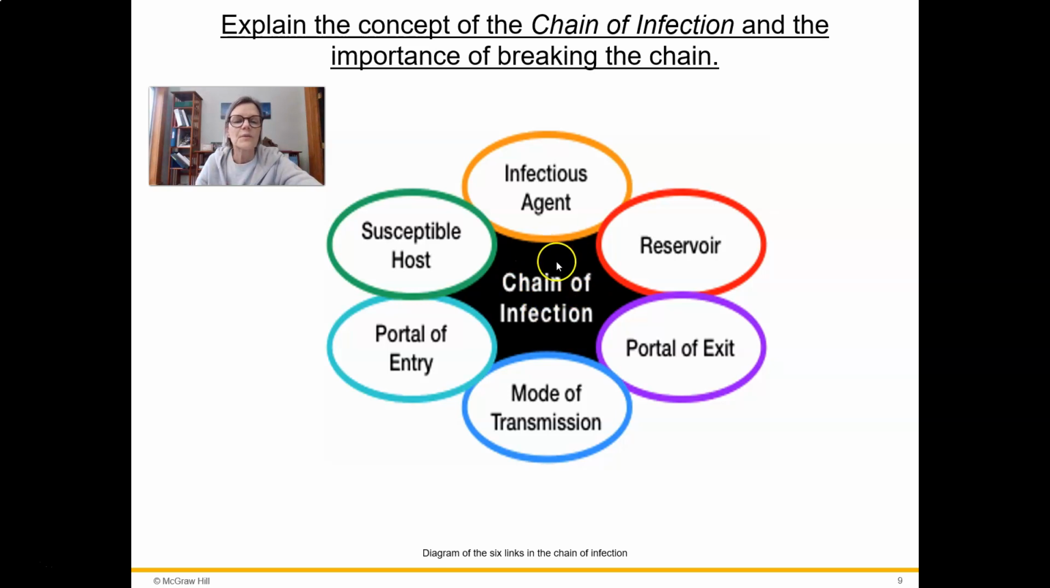For example, in order to stop the infection, we've got to break the chain. So somehow we've got to stop the organism from entering the host. So we've got to disrupt the portal of entry, or we've got to prevent it from being transmitted. And so we're going to talk about each one of these links and how they all contribute to infectious disease. And as you look at those, it also gives us ideas on how to prevent infectious disease. So you'll get a feeling for that as we progress.